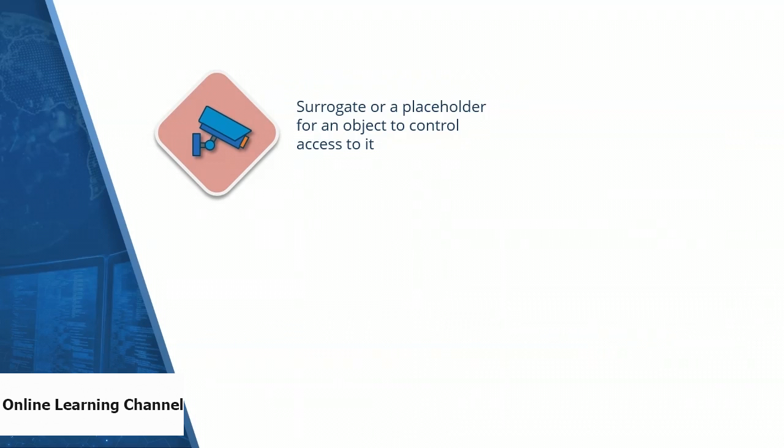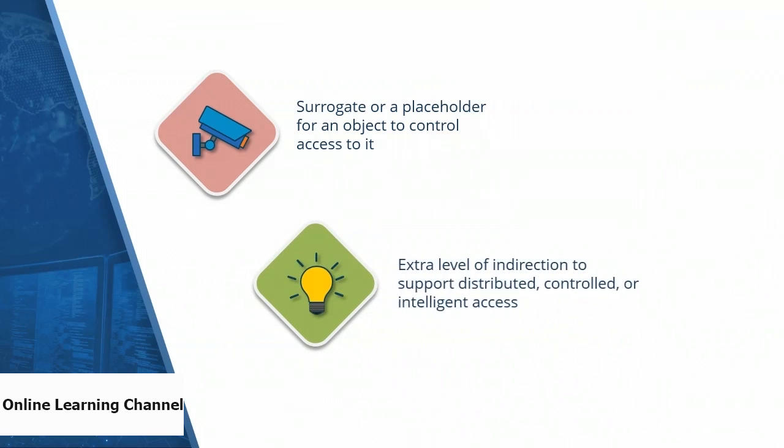The proxy object is extremely useful because it offers an extra level of indirection to support distributed, controlled, or intelligent access to the resource. For example, under the hood, let's say you're working with a cluster of machines and you want to run processes on this cluster. Now, instead of interacting directly with the cluster as a whole, you might interact with a proxy for that cluster, which may be the master node of the cluster. A proxy can also be used to control access, maybe perform authentication checks to make sure that you're authenticated and authorized to access that particular resource.